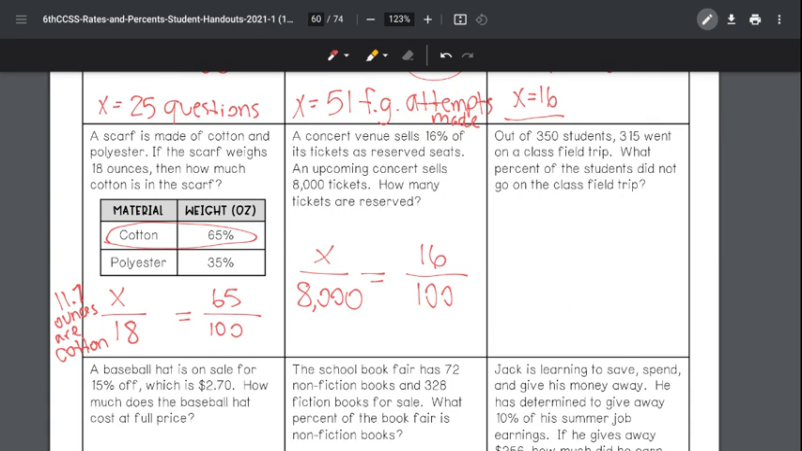Cross multiply and divide. 8,000 times 16 equals 128,000. And we divide that by 100. We figure out there are 1,280 reserved seats.